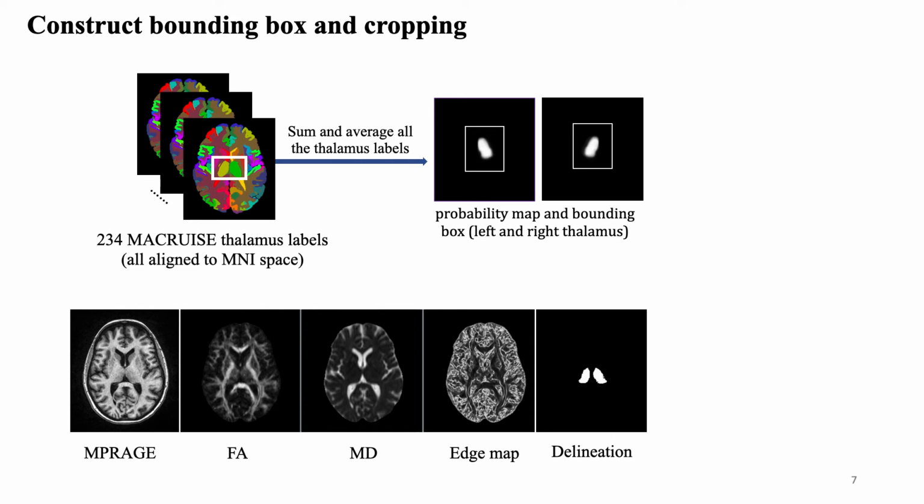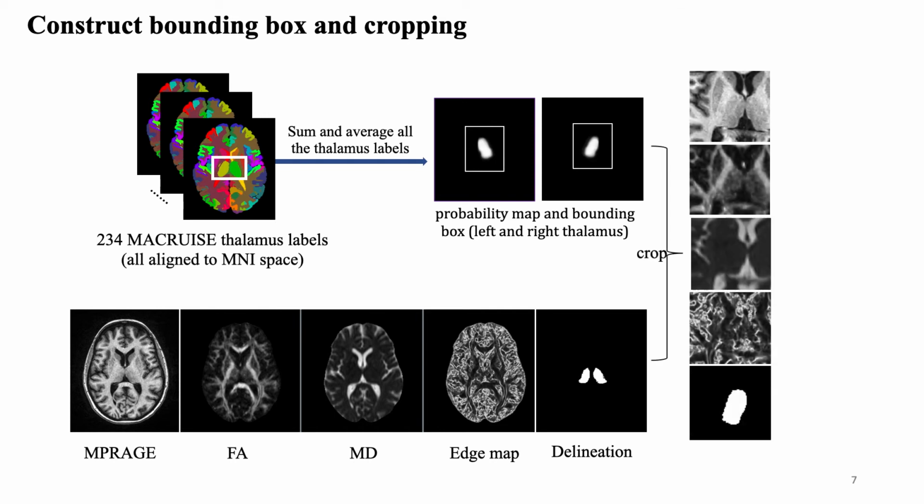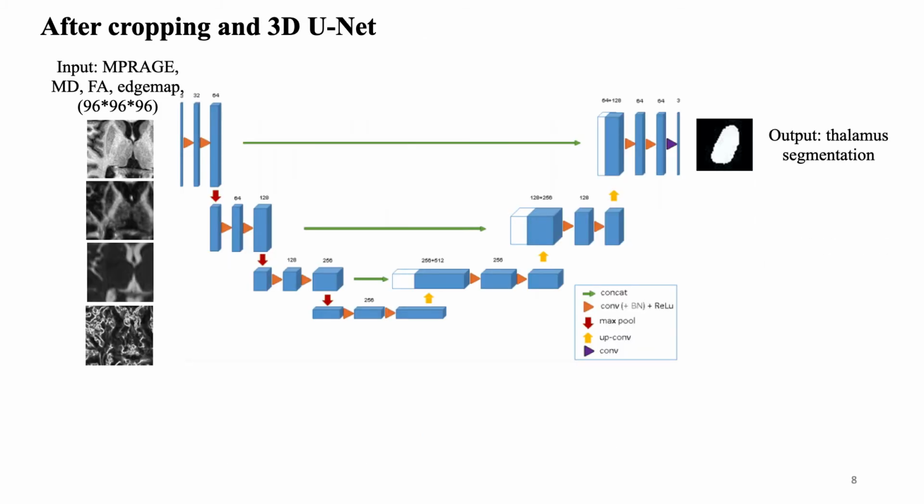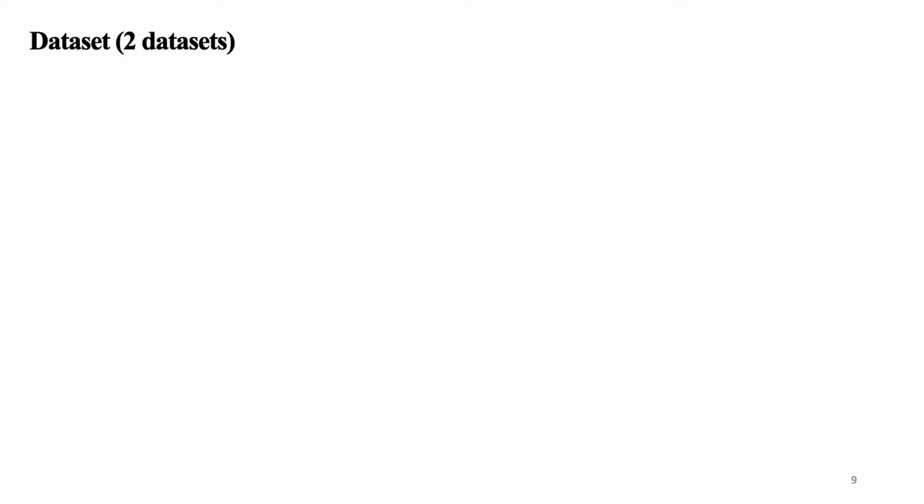After we get the bounding box, we will crop all the images according to the bounding box. As we can see in the picture here, those images are cropped around the thalamus area. It makes the training much easier and faster. After cropping, we will put all the images into our network. The network will predict our thalamus label.